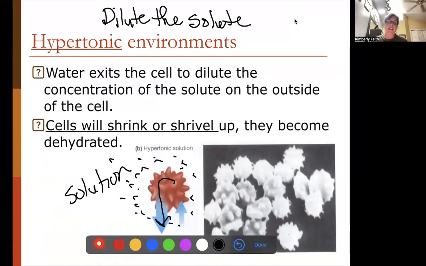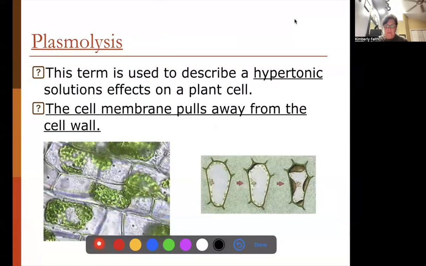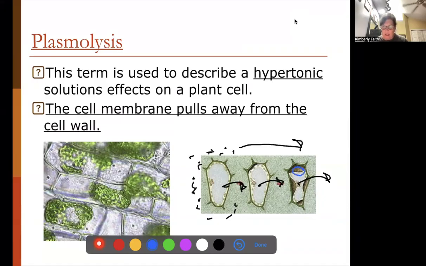And so we can see what happens with these blood cells. They're becoming dehydrated and shriveling up. In plant cells, we call it plasmolysis. So again, if we have all of this solute on the outside, we have our nice and turgid cell here. And over time, because we're losing water to dilute the solute, you can see that the cell membrane is pulled away from the cell wall, and that is referred to as plasmolysis.